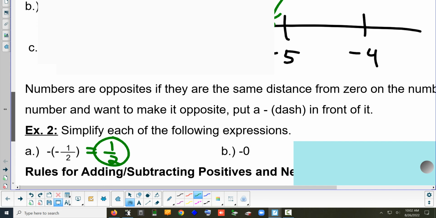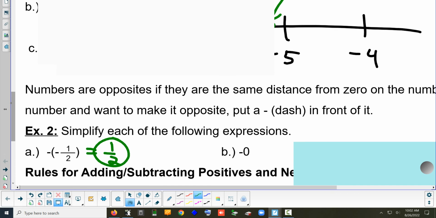How about example B? What's the opposite of 0? Or what is -0? Have a guess what that would be? Joe? 0. It's just 0. 0 is the only number that is its own opposite. +0 and -0 are exactly the same thing. So in math, we would never write -0. If that comes up in a problem, we just simplify it to 0.